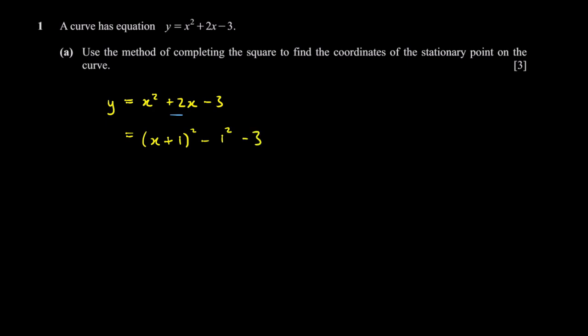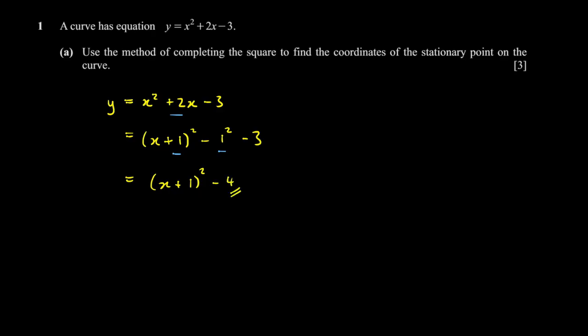So just to clarify, you take the coefficient of x, which is 2, you divide it by 2, which gives you 1, and then you write x plus 1 squared minus the 1 squared. And if we were then to simplify it, we get x plus 1 all squared minus 1 minus 3, which is minus 4.